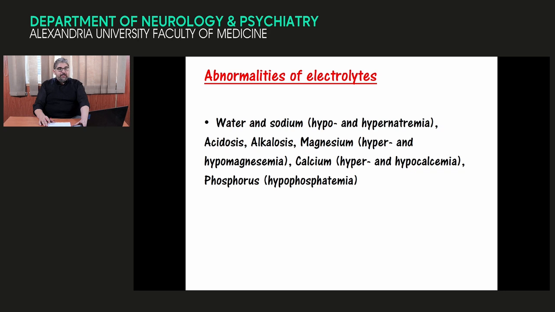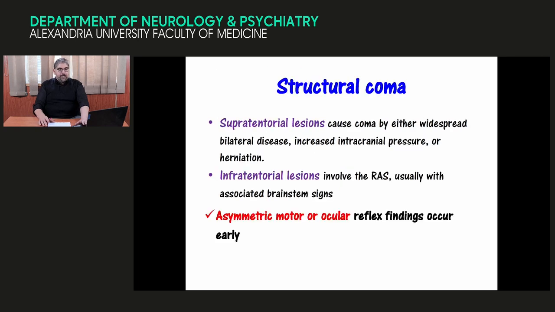And thus the abnormalities of water and electrolytes, of course, are one of the causes of metabolic coma or metabolic disturbed level of consciousness. The structural coma, here we can shift to the other extreme, which is asymmetry, characterized by asymmetry, or simply, let's say, it is characterized by localizing signs.